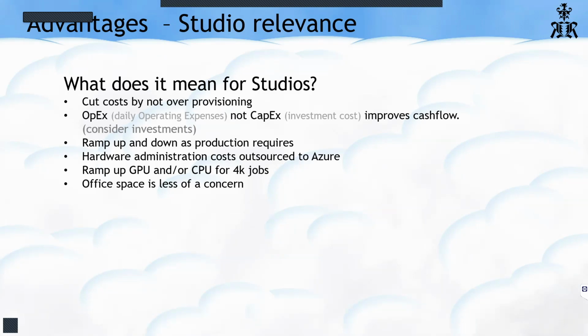You can ramp up and ramp down as production requires. Your hardware administration is outsourced to Azure. You can use faster CPUs or better GPU cards, and office space is not a concern because machines need space.